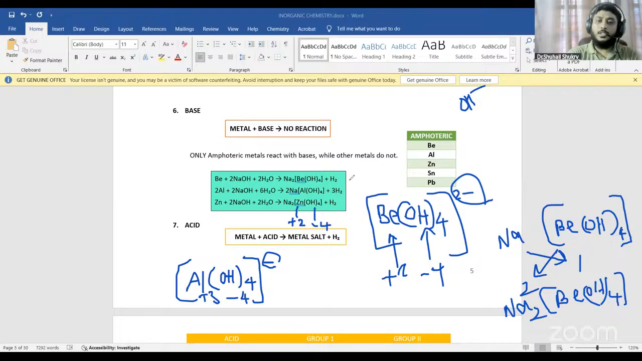Normally when you put this, it will release hydrogen. So these are the reactions you should know. Beryllium with sodium hydroxide produces sodium berylate. Aluminium with sodium hydroxide produces sodium aluminate. Zinc with sodium hydroxide produces sodium zincate. Out of these, only beryllium is an s block element. So I have written only beryllium here, but we wrote aluminium and zinc to understand this process.